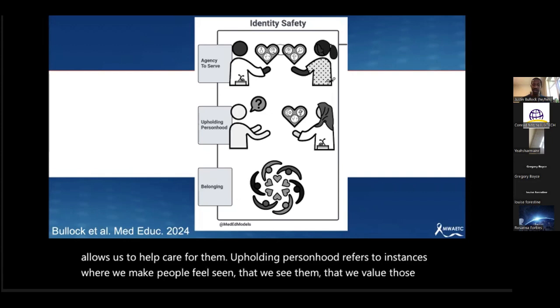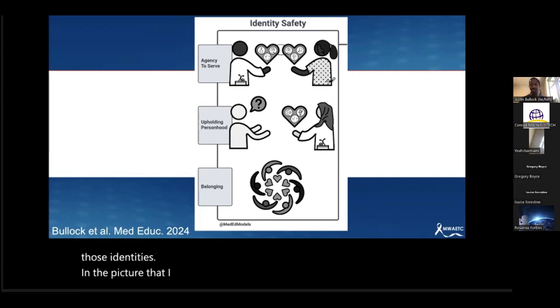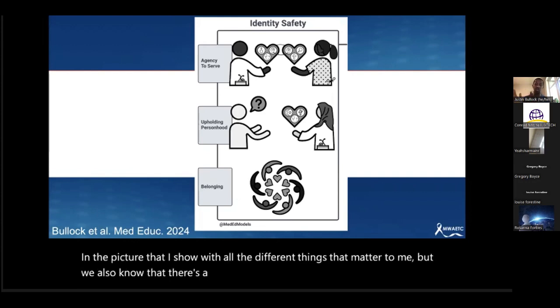Upholding personhood refers to instances where we make people feel seen, that we see them and value those identities, like all the different things that matter to me in the picture I showed. But we also know that a person is more than just the sum of those identities.